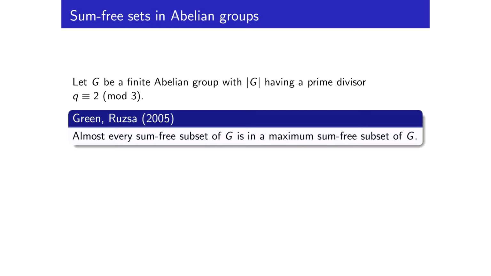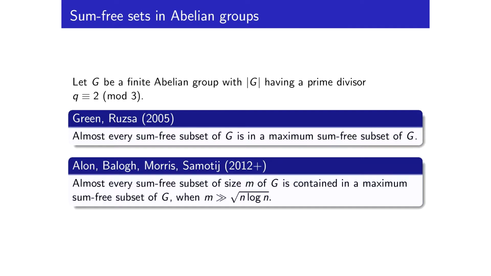So here we proved also a refinement of this theorem. We proved that if m is sufficiently large, then almost all sum-free subsets of G of size m are contained in a maximum sum-free subset of the group G. The natural bound is like root n, because if you have randomly chosen root n elements of the group, then it's unlikely that a sum is appearing anywhere.